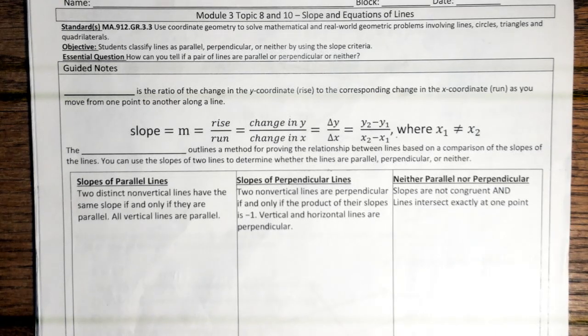The objective for this topic, you guys are going to classify lines as parallel, perpendicular, or neither by using the slope criteria. And the essential question for this topic is, how can you tell if a pair of lines are parallel or perpendicular or neither? This topic goes right into the guided notes.